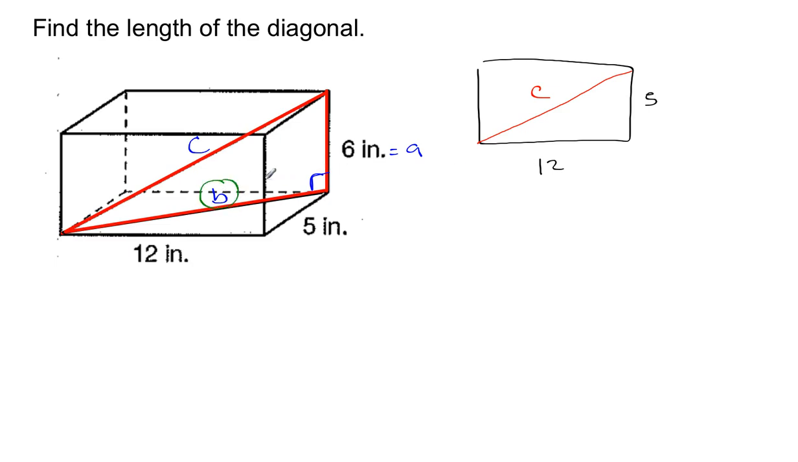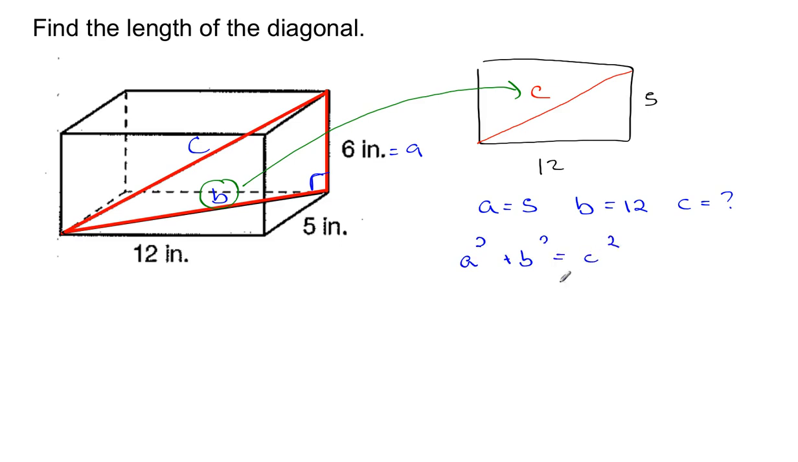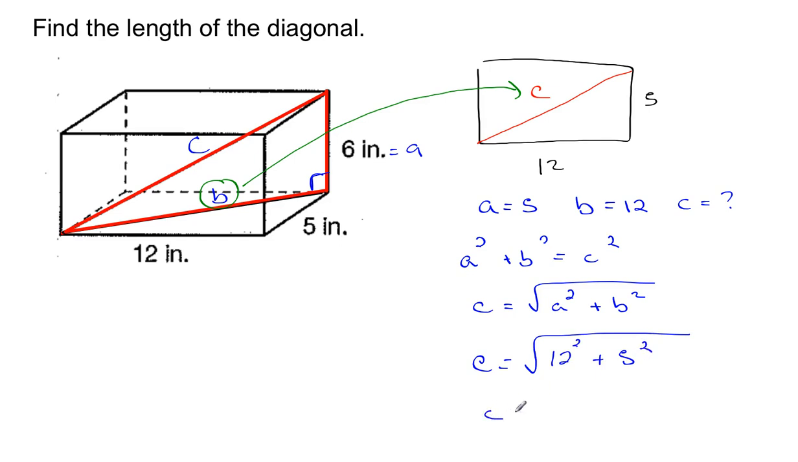This B is the diagonal of the bottom square. So we know that A is 5, B is 12, C is my unknown, so I'm solving for C. So again, if I use A squared plus B squared is equal to C squared, solve for C by taking the square root of both sides. So C equals the square root of A squared plus B squared. So C equals the square root of 12 squared plus 5 squared, and C is equal to 13 inches.